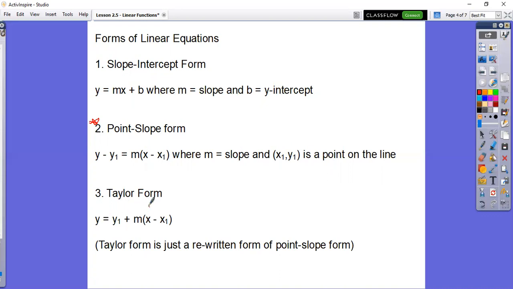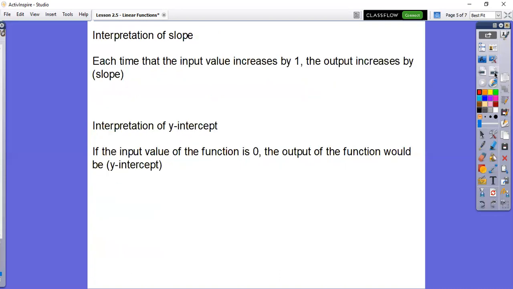And then Taylor form is just another form of linear equations. You might see this one, it's just point-slope form. You just add y1 to both sides of the equation using the addition property of equality to get Taylor form from point-slope form. But really, these two are the two that you really need to focus on.